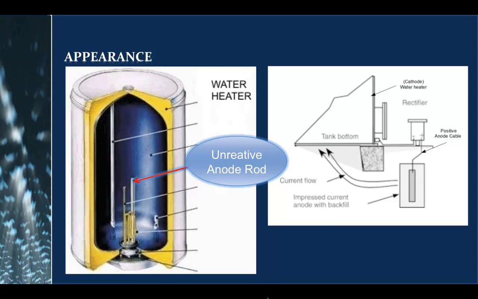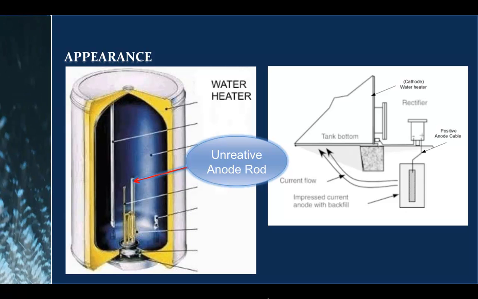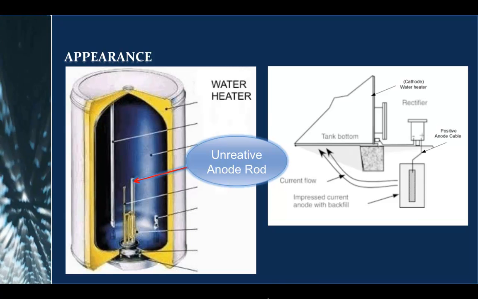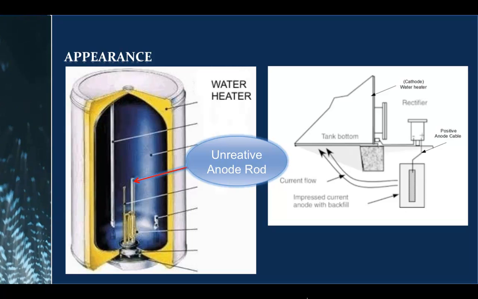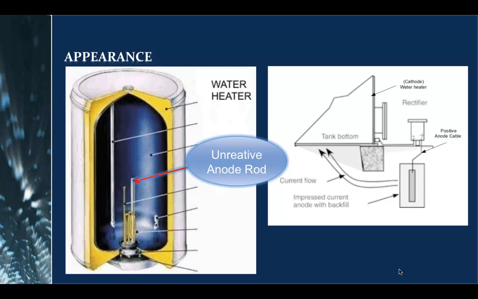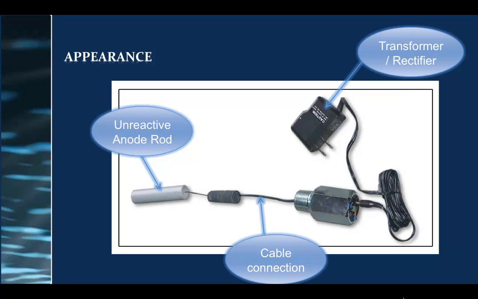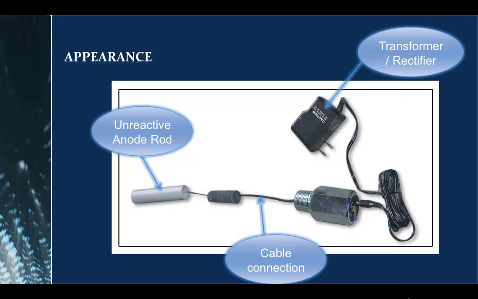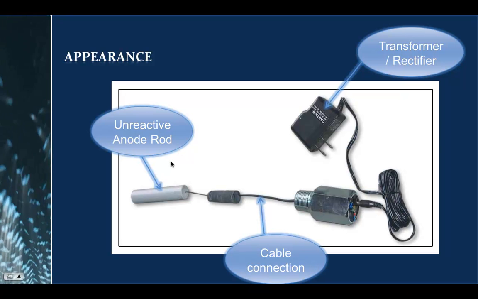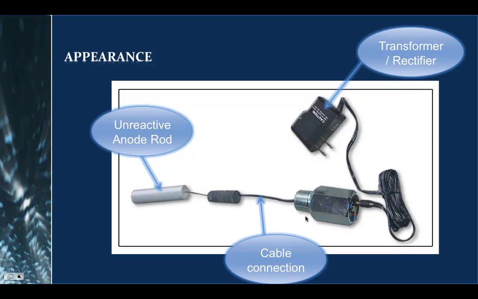And here's what it looks like once you cut away the water heater. You can see that the unreactive anode rod is placed at the bottom because it's connected to an electrical circuit. And the image on your right shows what it would look like. It would consist of a transformer, power cable, and the unreactive anode. And here are more of the components of the impressed current system. You have the unreactive anode connected to the transformer or rectifier through cable connections.